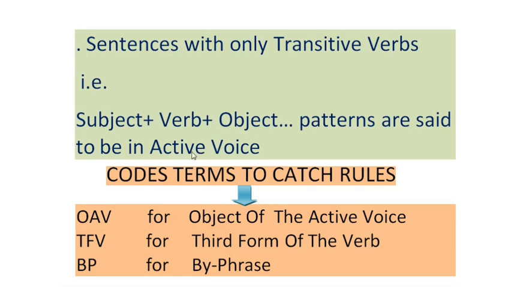Next, some core terms we have to remember to catch all these rules. Everywhere you will see OAV written, TFV written, BP written. But what do they all mean? OAV stands for object of the active voice. TFV is the past participle form, third form of the verb. BP means by phrase. You will see these everywhere after this: OAV, TFV and BP.